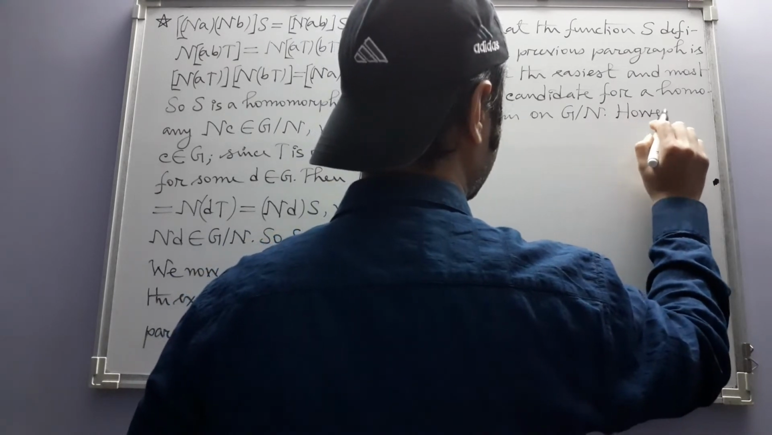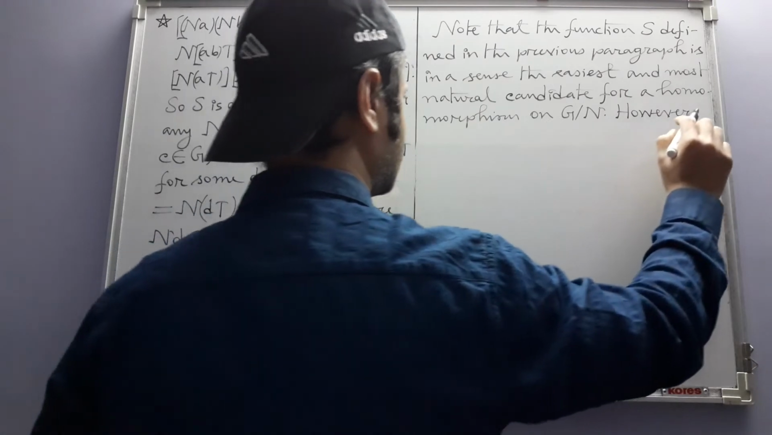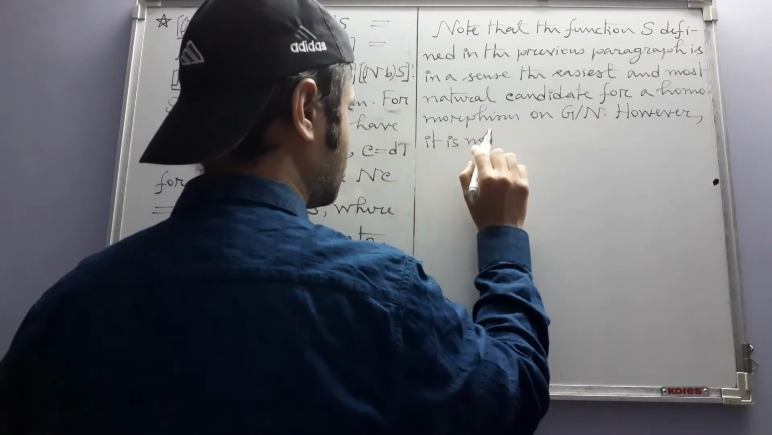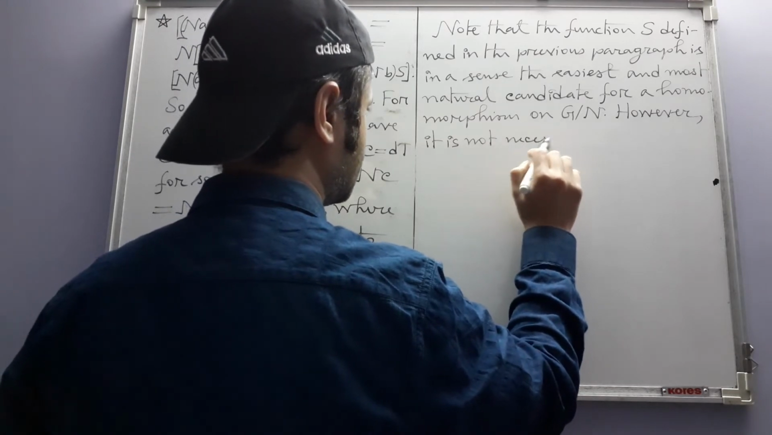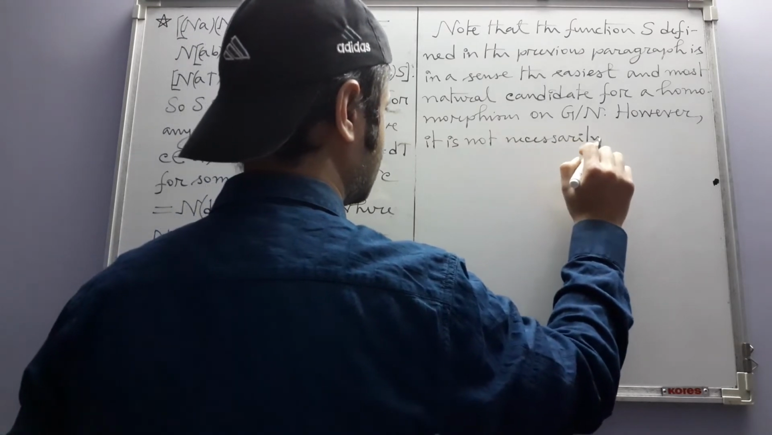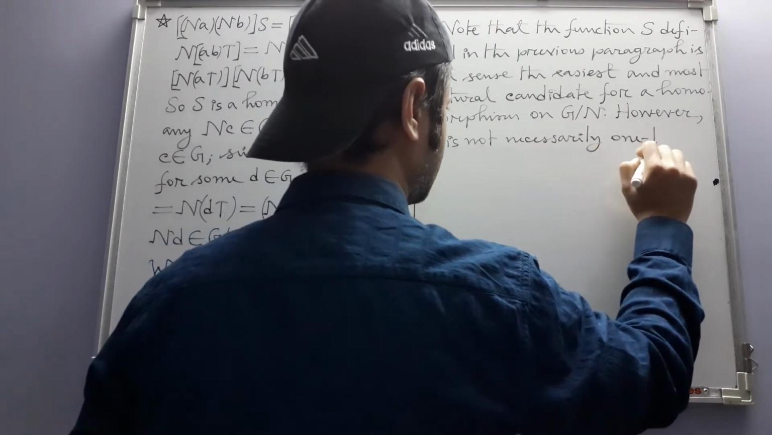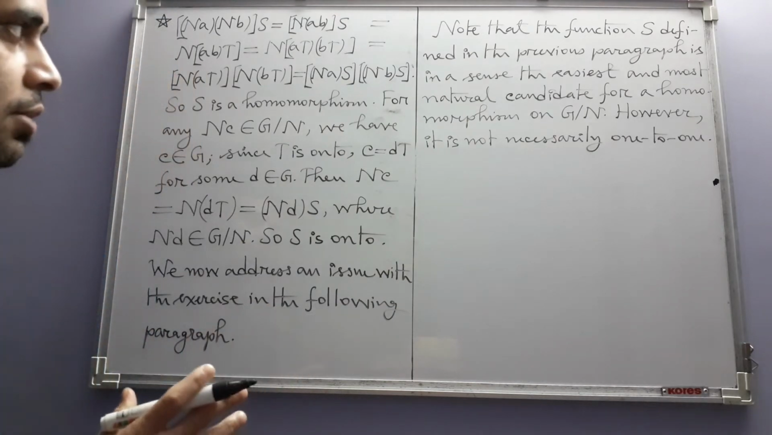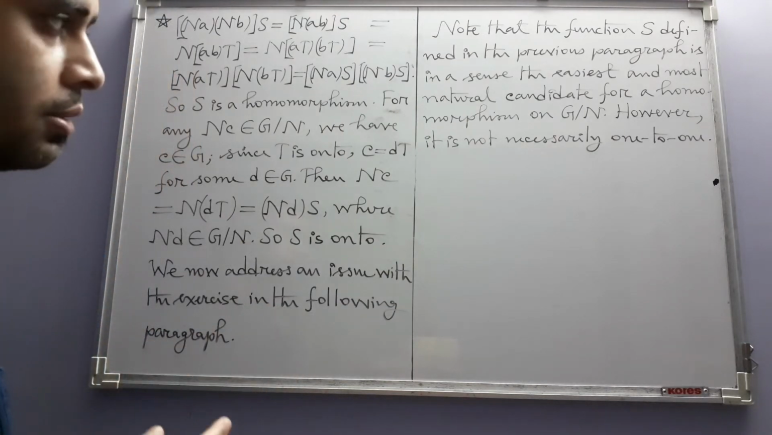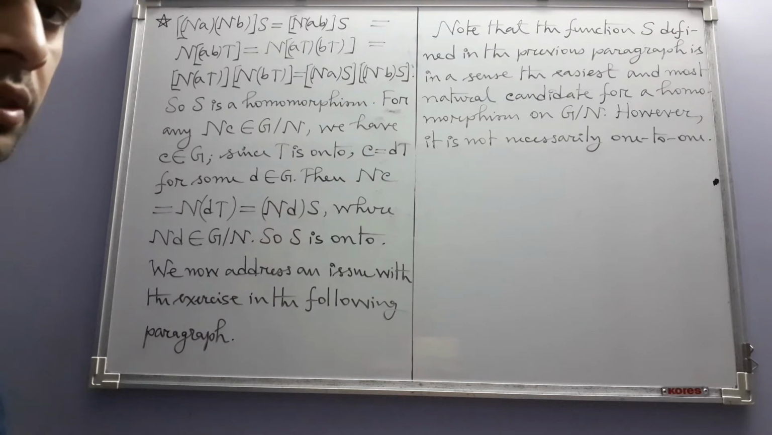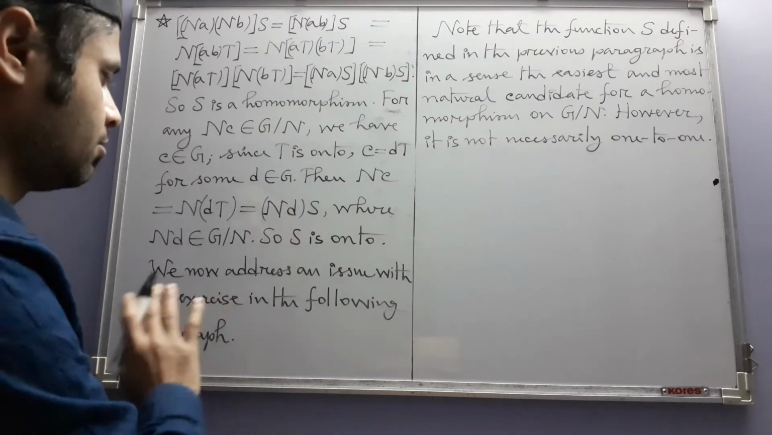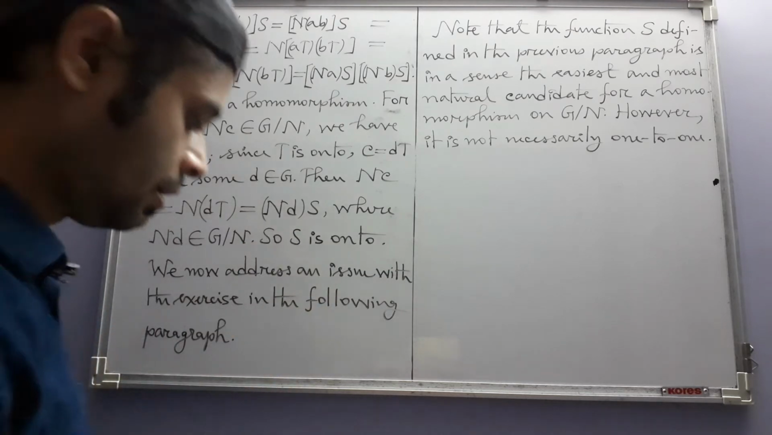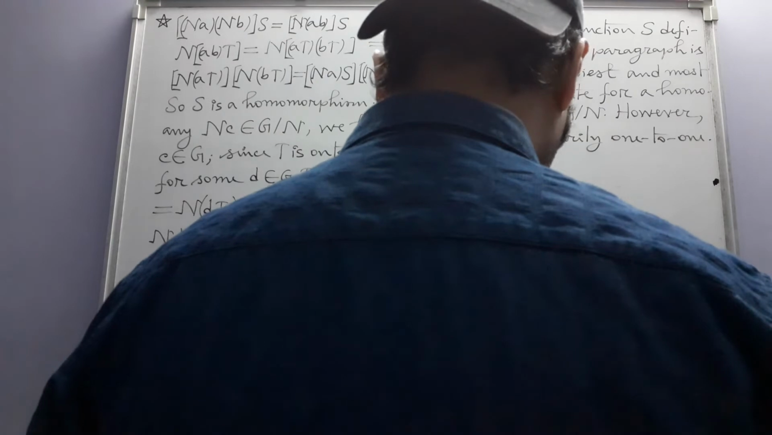However, it is not necessarily one-to-one. I mean, that is the only thing we are yet to show that was left. One-to-oneness or injectivity was not shown. We have only shown that our S is onto and is a homomorphism. Now, a case is there where this does not happen.